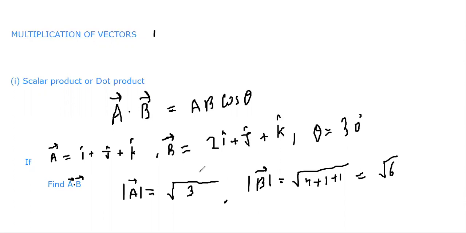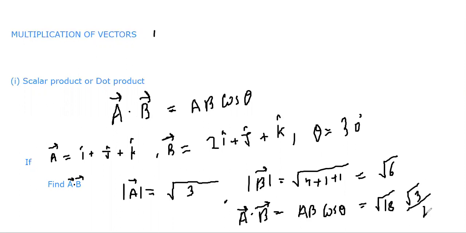Now you will put the values in the formula. A dot B is equal to AB cos theta. If you put the values, AB is root 3 into root 6, that is root 18, times cos 30. Cos 30 is root 3 by 2. Now if you solve this, you will get your answer. That is 18 into 3, which is 54. So root 54 by 2 will be your answer. You can simplify it more also, that is up to you.